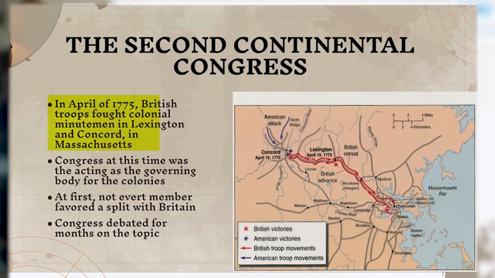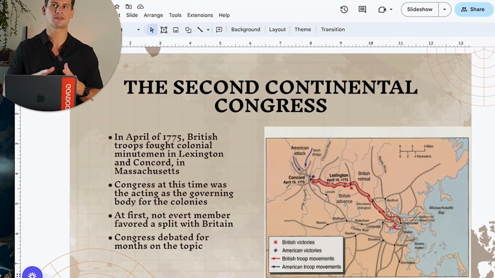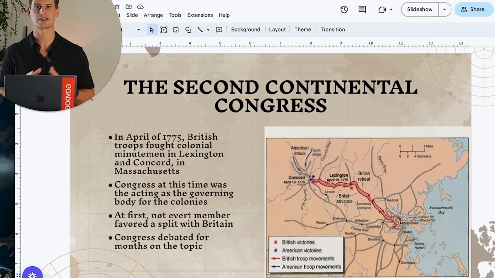Okay, so in April of 1775, British troops fought the Colonial Minutemen in Lexington and Concord. This is going to be the first battle of the American Revolution. Congress at this time was the acting governing body for the colonies, and not every member at first favored a split with Britain. Okay, Congress debated the topic for months. So even though it's obvious that the colonists and the king are not getting along and blows, right, physical fighting, like the king said, are going to come to a head, not all of the delegates, not all of the colonists are on board with becoming independent from England.